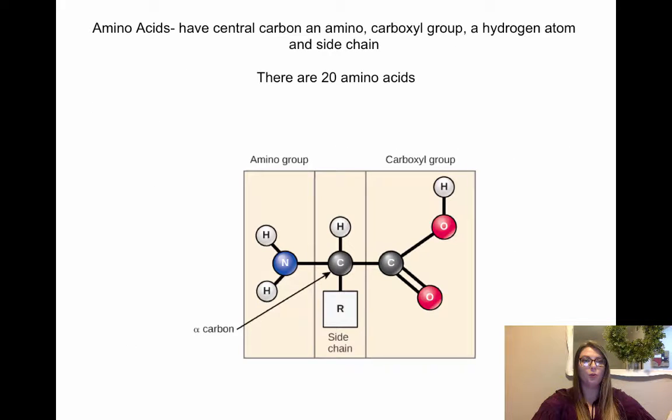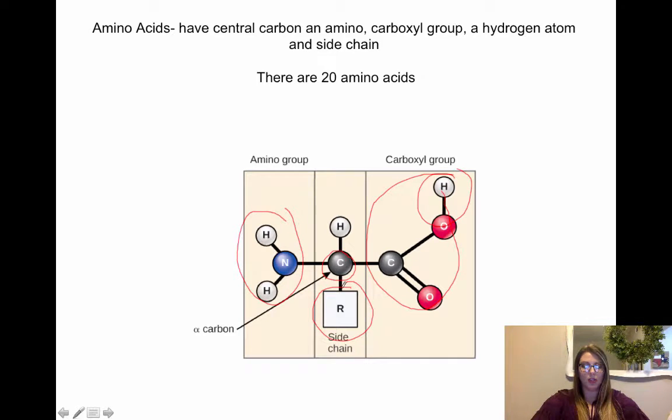So there's a total of 20 amino acids, and an amino acid will have a central carbon, which we see here. Here's our central carbon. We'll also have an amino group. We'll have a carboxyl group, like we see here, as well as a hydrogen atom. And then there will be some kind of side chain, and that's indicated here by our R. And our side chains come in different variations, but that's what determines which amino acid we are dealing with.